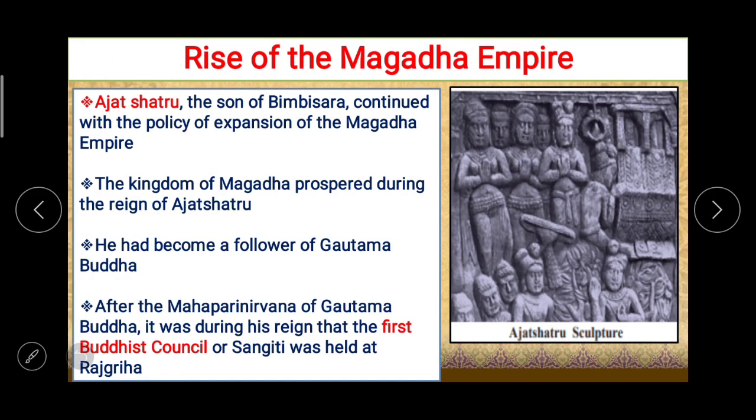Rise of the Magadha Empire. Ajatashatru, the son of Bimbisara, continued with the policy of expansion of the Magadha empire that Bimbisara had started, and that is why the kingdom of Magadha prospered during the reign of Ajatashatru. He had become a follower of Gautam Buddha, and he successfully conquered many republics of the east.